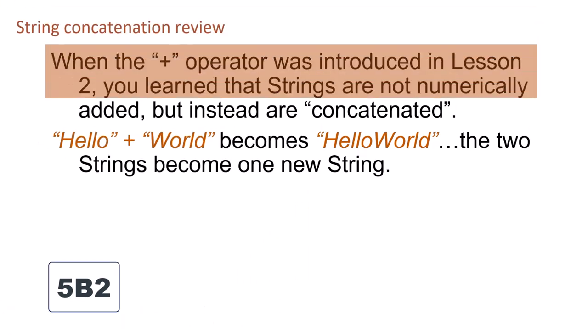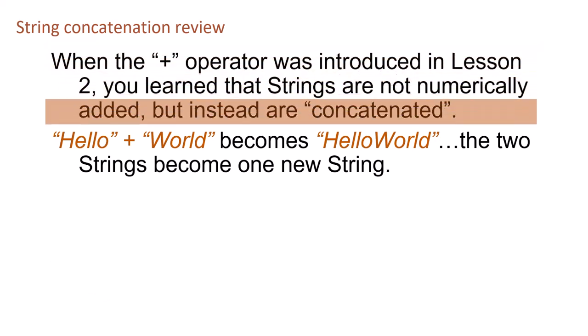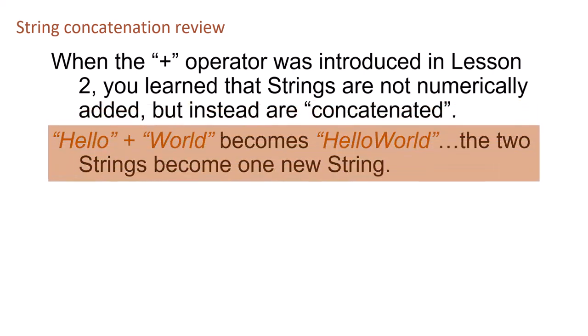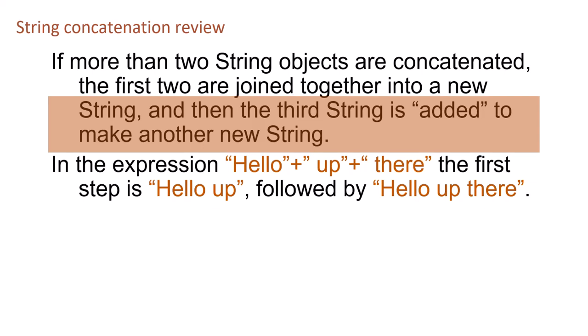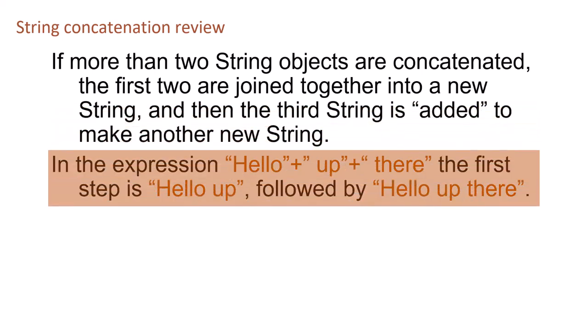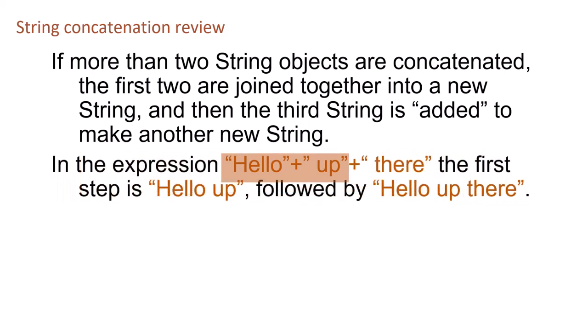When the plus operator was introduced in Lesson 2, you learned that strings are not numerically added, but instead are concatenated. Hello plus world becomes hello world. The two strings become one new string. If more than two string objects are concatenated, the first two are joined together into a new string, and then the third string is added to make another new string. In the expression hello plus up plus there, the first step is hello up, followed by hello up there.